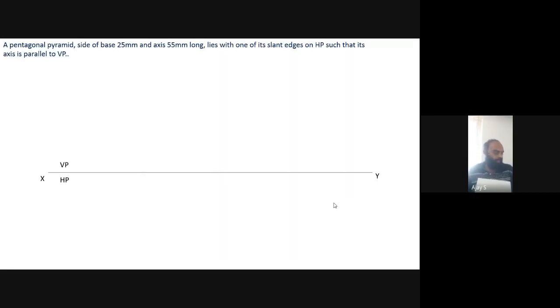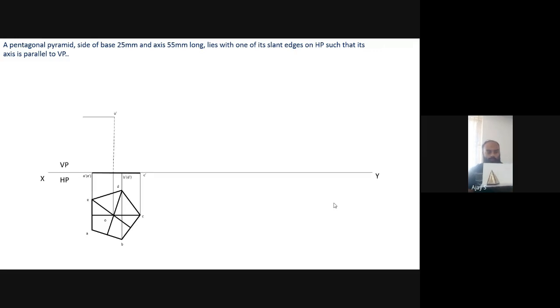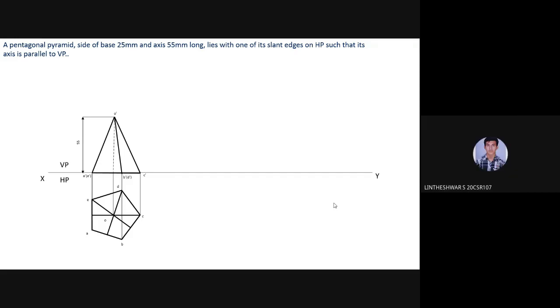So next is a pentagonal pyramid. I have a pentagonal pyramid. It says that it is being placed like this, right? So the front view will look like this, right? Smaller face over here and larger face over here. Correct?